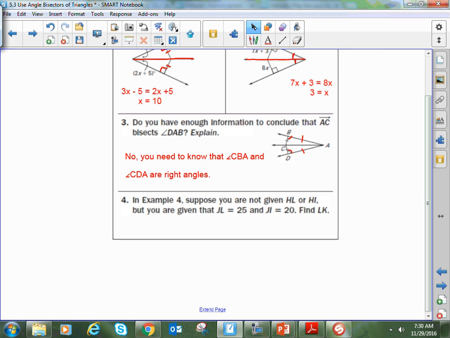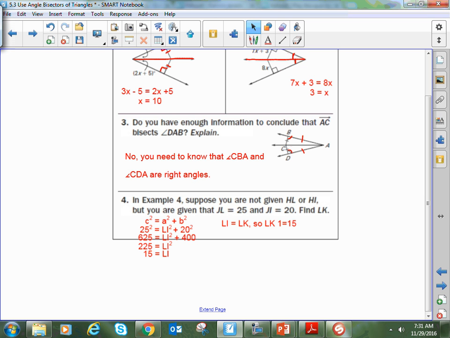So the last one here, going back to example 4, the one with the right triangles inside of it. Suppose that you were not given HL or HI, but that these segments, JL and JI, were 25 and 20. Could you find segment LK? Well, very similarly, we're going to be looking to see where I have right triangles that I could exploit.